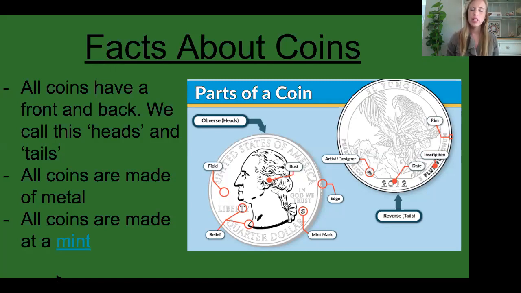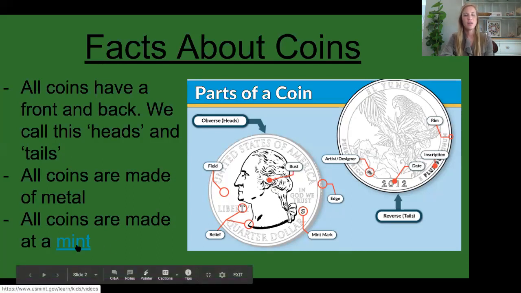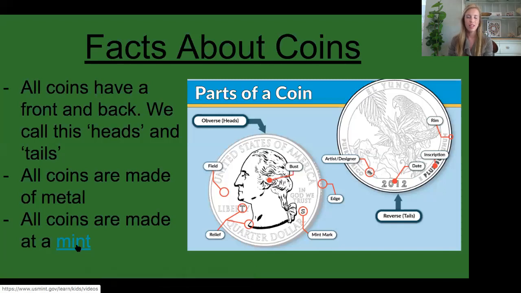And then the next thing you need to know is coins are all made of metal. All right, they're all made of different types of metal, and some of them have different colors, but they are all made of metal. And the very last thing is that coins are made at a mint. And no, I'm not talking about the kind that you chew on and the kind that you eat. I'm talking about a factory or a location where coins are made. And there are 6 of them in our country where the coins are made that we use every single day.